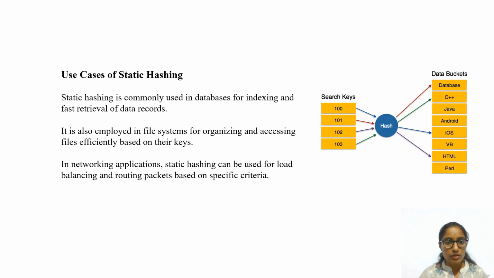Use cases of static hashing. Static hashing is commonly used in databases for indexing and fast retrieval of data records. It is also employed in file systems for organizing and accessing files efficiently based on their keys. In network applications, static hashing can be used for load balancing and routing packets based on specific criteria.